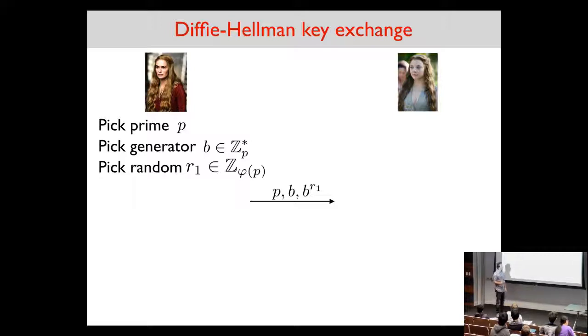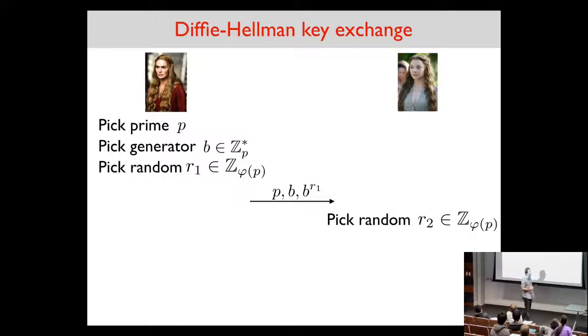Now here our hope is that b to the r1 is not easy to invert, right? So knowing p, b, and b to the r1, hopefully you're not able to guess what r1 is. So r1 is totally secret to you. You don't know what r1 is from this. That's the hope. That's the one-wayness of the exponentiation.